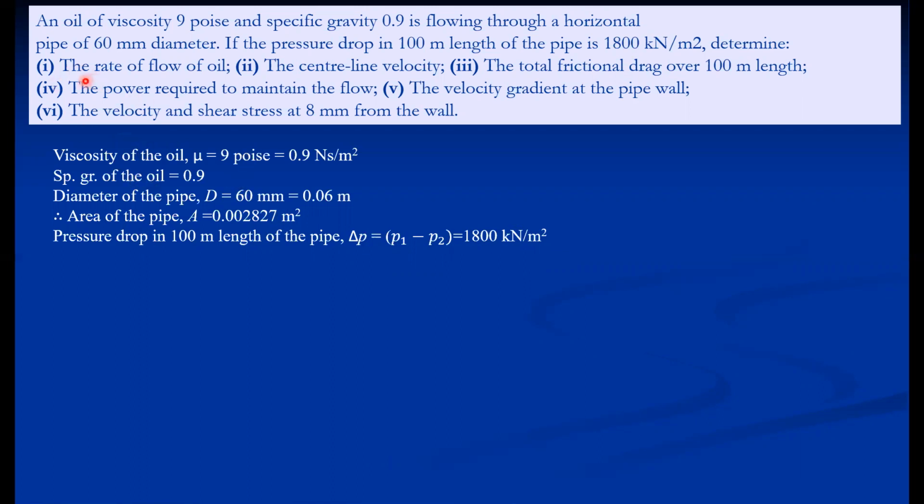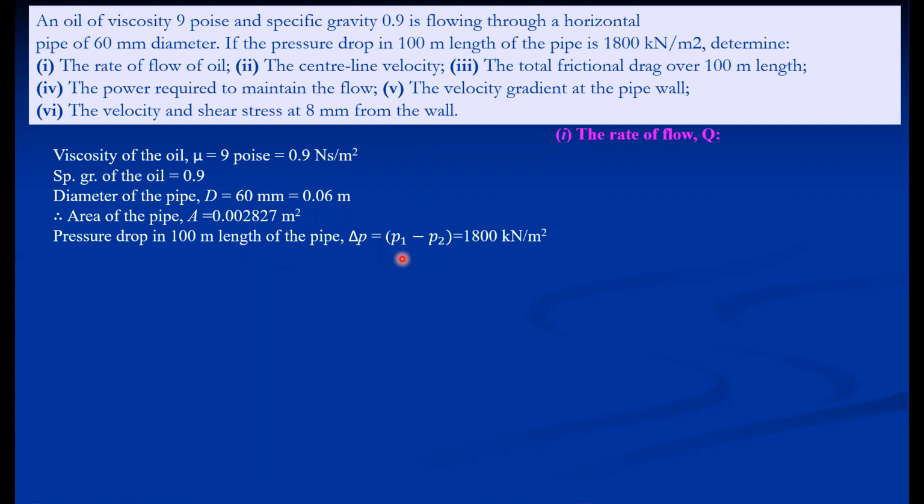Now we have to first calculate the rate of flow. If the pressure drops in 100-meter length, then indirectly the length is also given, so indirectly P1 minus P2 by L, that is del P by del x, is given. Now we start with the rate of flow. Rate of flow we can calculate with the help of mean velocity. Here, from the given information, we can calculate mean velocity by using the expression of pressure drop.